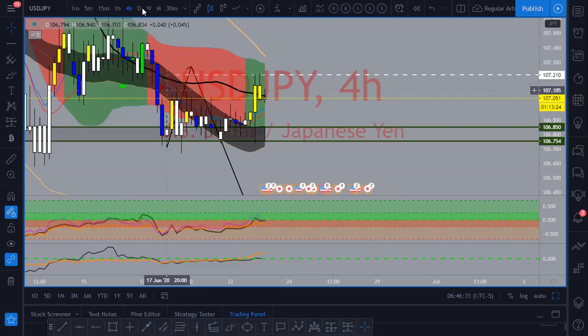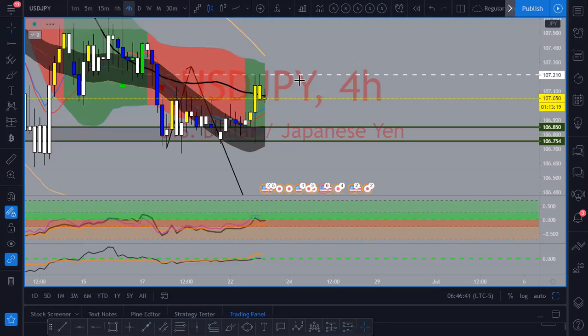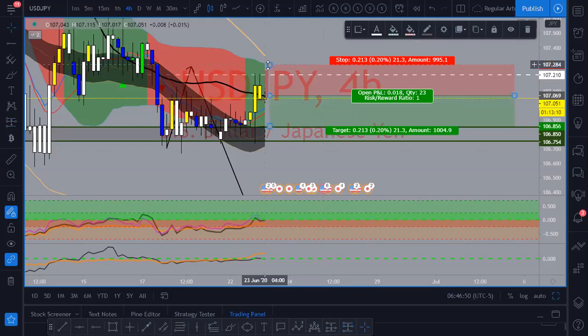This is what I like to see actually. Let me just check daily one more time. Yeah, it's bearish. So with UJ, I'd actually love to see this right here. This is not a bad sell entry right here. If you're looking for 21 pips though, that's not a lot.